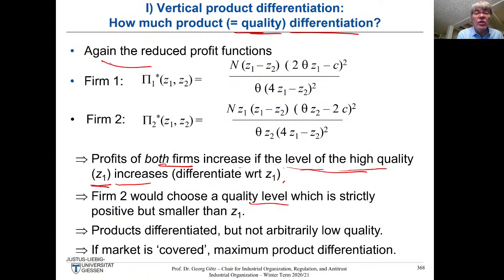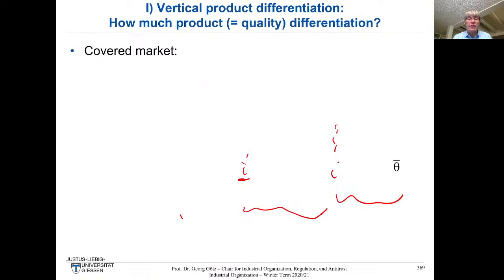Firm 2 would choose a quality level which is strictly positive but smaller than Z1. Of course, you cannot choose a quality level for which there is no willingness to pay, but you want to differentiate. So products are differentiated, of course, but not arbitrarily low quality. If markets are covered, we get maximum product differentiation.